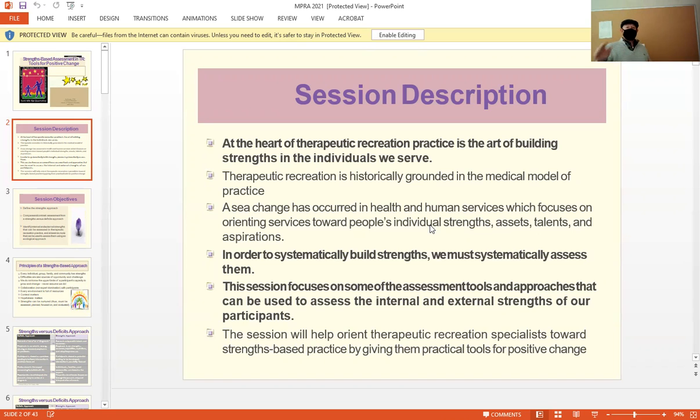But there's a big change that's happened in Health and Human Services. It focuses on orienting services towards people's individual strengths, towards their assets, towards their talents, and their aspirations. And that's important because, we talked about when we do our assessments and our initial interviews, that's one of the things that we're trying to find out, right? What are your aspirations? You're here with me because you want to do what? You want to get where? And so you get their goals, you get their wants, where they want to be, and that's what their aspirations are.